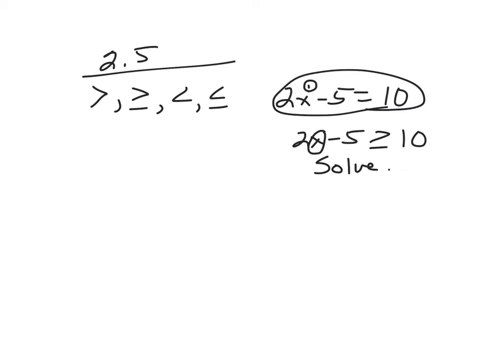So let me put some context to the statement I just made. We're going to find all the values of x that make this statement true. For example, if you take 100, 2 times 100 is 200, minus 5 is 195. That's greater than or equal to 10, isn't it? So 100 is one solution to this equation, but there's a whole bunch more. We're going to find all of them, all the numbers that make this statement true.